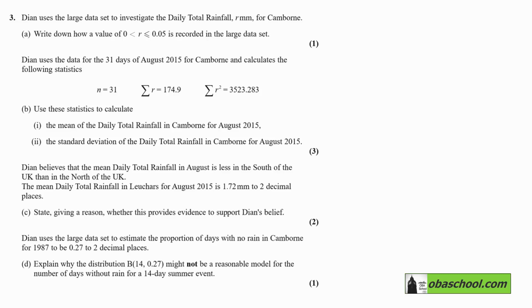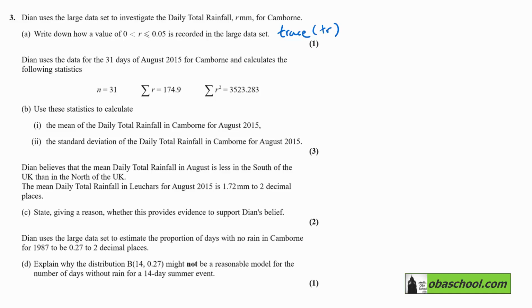Deanne uses the large dataset to investigate the daily total rainfall, R millimeters, for Camborne. Write down how a value of R being between 0 and 0.05 is recorded in the large dataset. So apparently this is just trace, or TR.